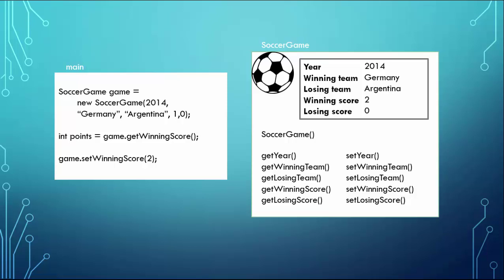One of the key advantages to having the fields be private, so I can't just say game.winningscore equals 5, is that we can double check that the information is valid. If I try to say game.setWinningScore to -2, that calls the setWinningScore method, and our setWinningScore method is going to double check, is that a valid score? Does that make sense? And since it doesn't, you can't score -2 goals, it's just going to ignore it. It's going to do nothing.